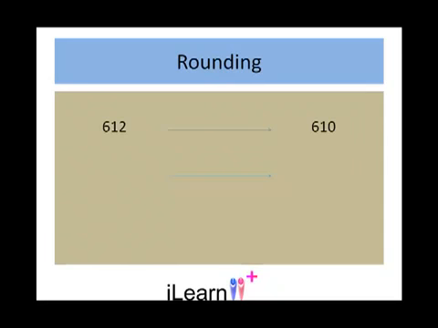If you're rounding to the nearest 10, you need to round any digits after the tens column, either up or down. 618 will round to 620.